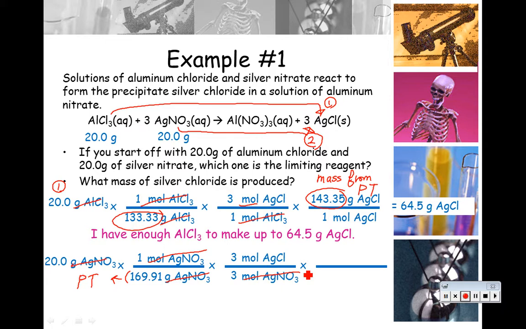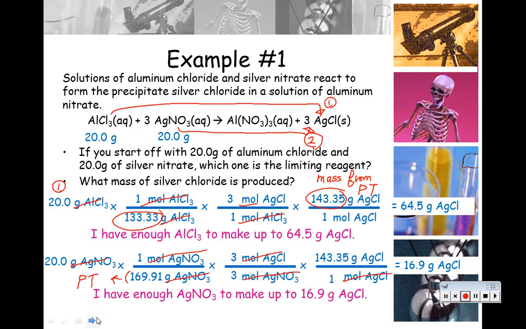Again, the question is not asking how many moles you're going to form, but how much mass you're going to form. So I'm going to convert it using the molar mass. For every 1 mole of AgCl, I'm going to end up with 143.35 grams. Moles of AgCl cancels out. When you finally do the math, you get 16.9 grams of AgCl. What that means is that I have enough silver nitrate to make up to 16.9 grams of AgCl.